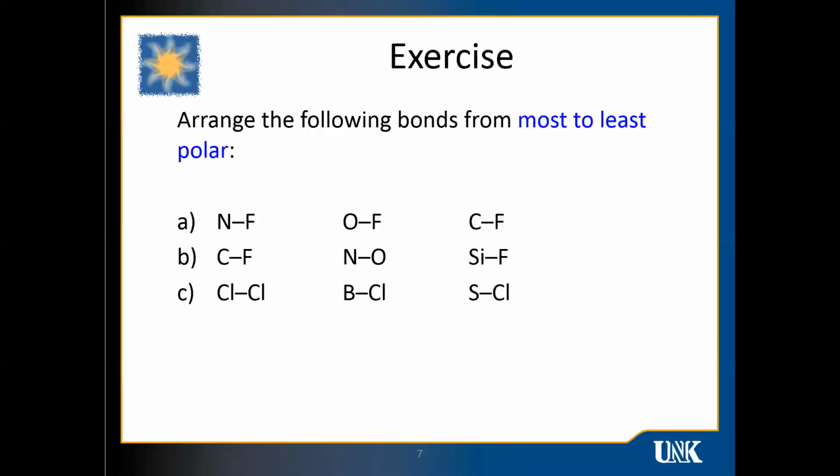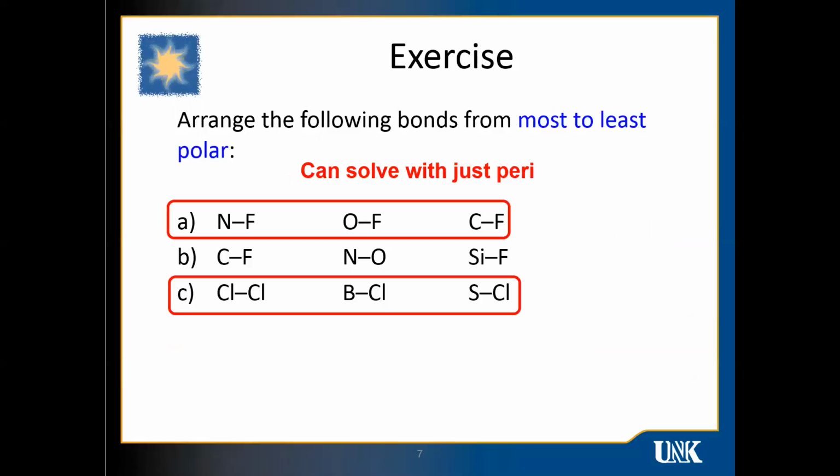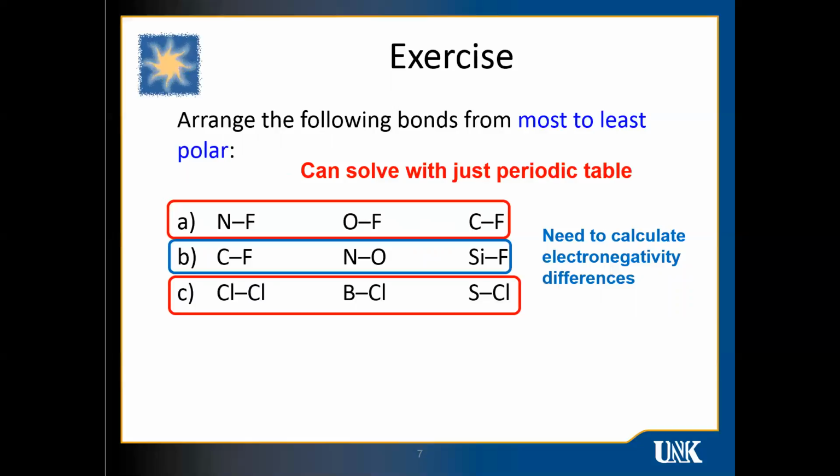A common exercise you can give students is give them a series of bonds and ask them to arrange them in order from the most to least polar. Now, in this set of examples, A and C are ones that can be solved just with a periodic table, whereas B, we probably need to actually calculate the electronegativity differences.